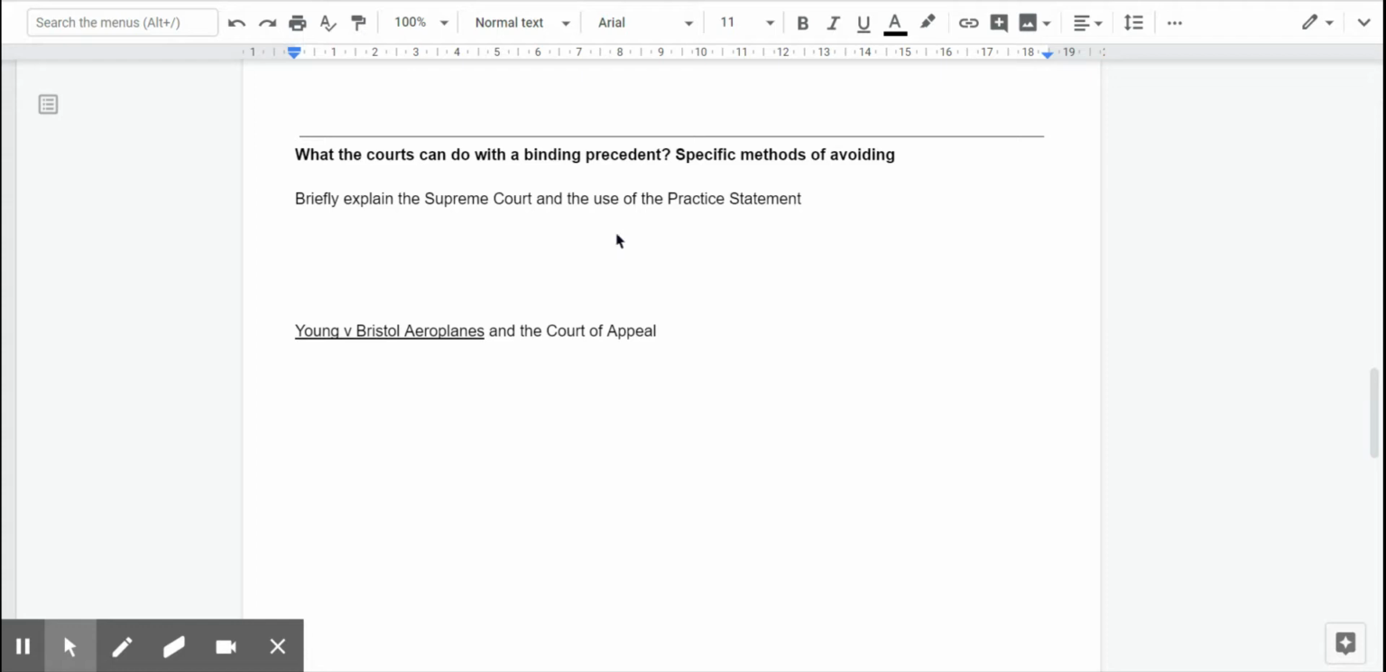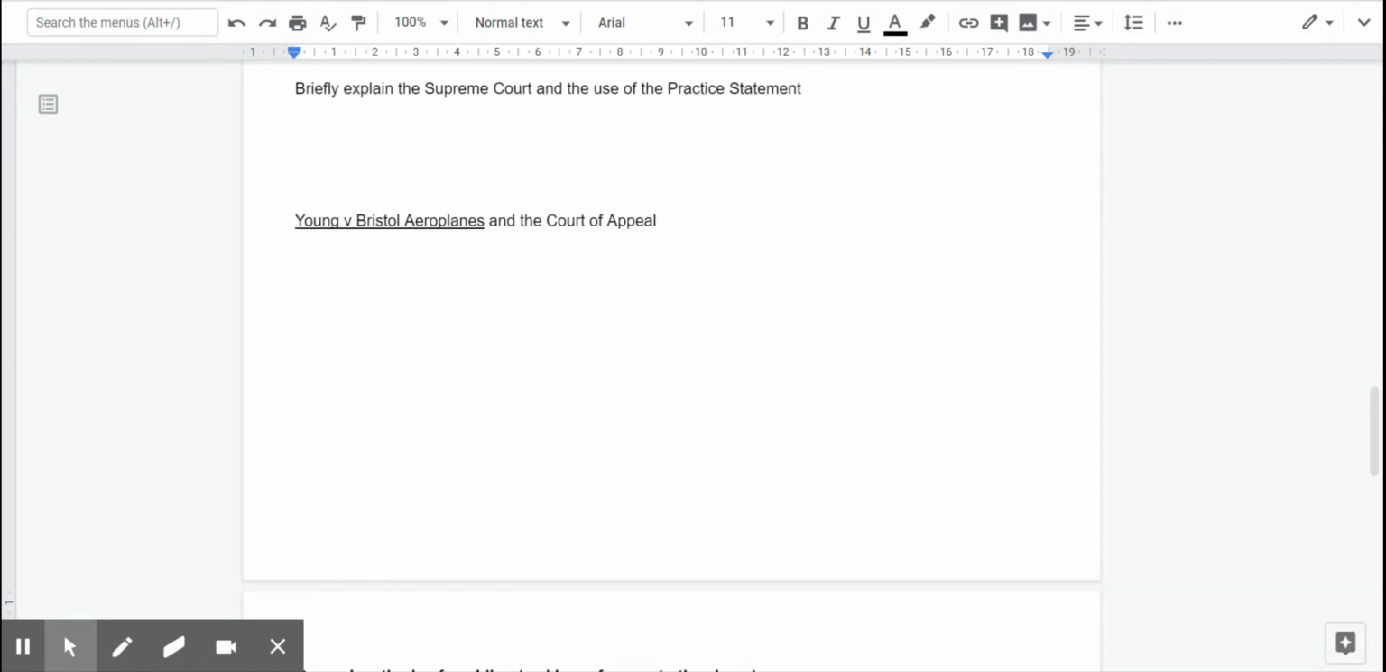But you then have to say Harry's case is not yet possibly at the Supreme Court. So we need to have a think about Young v Bristol Aeroplanes. Because this is a civil case, not a criminal case, you don't need to worry about the interests of justice and those sorts of things. For the criminal side, we're thinking about the civil side, and you've got your three exceptions where the Court of Appeal can avoid following their own previous decision.